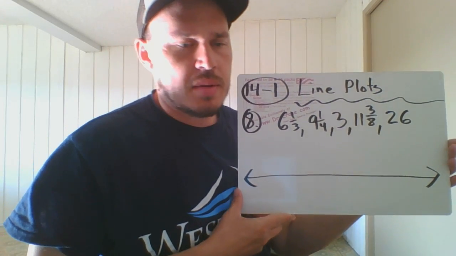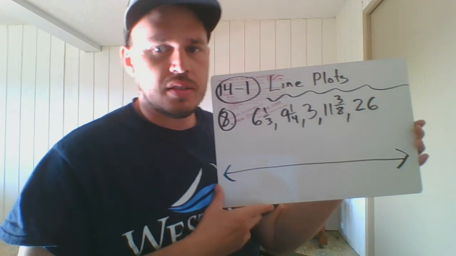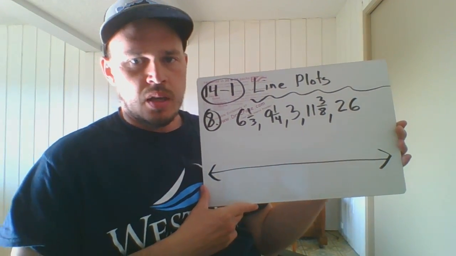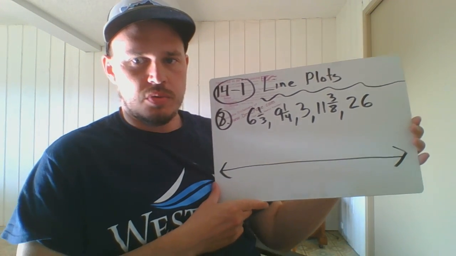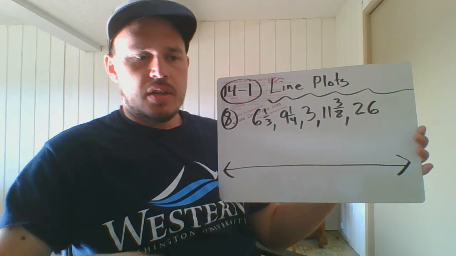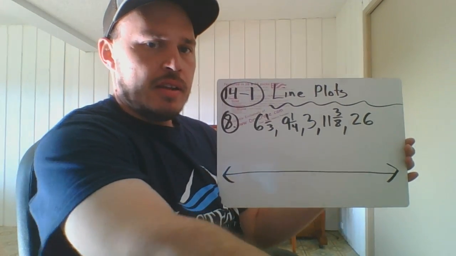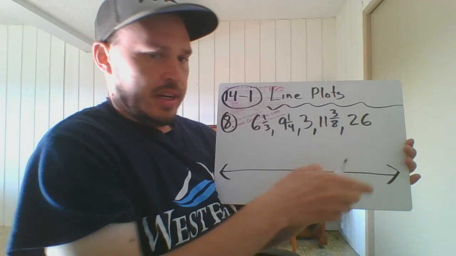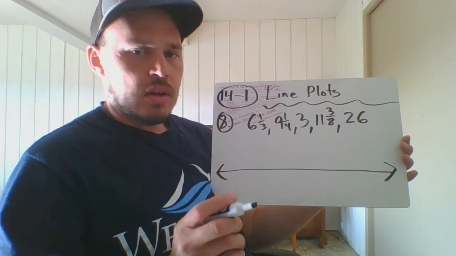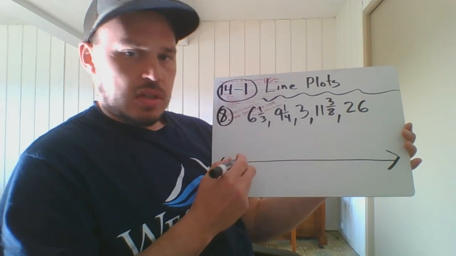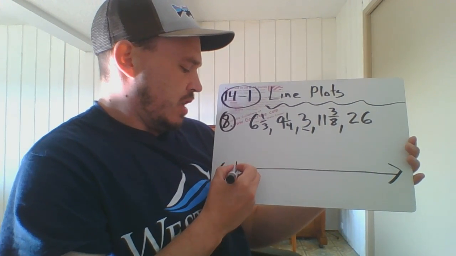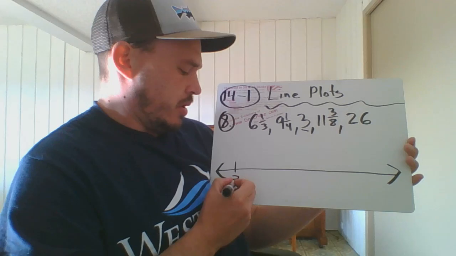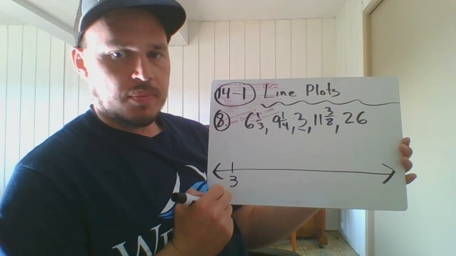Okay, I've jumped ahead to number 8 on independent practice. You're going to see a set of data right here. You have 6 and a third, 9 and a fourth, 3, 11 and 3/8, and 26. What you're going to be doing now is organizing that data from the least to the greatest, okay? So I'm going to give an idea. First we look at the smallest number. The smallest number is 3. So thinking of where that would go on a number line, I'm going to put a 3 right here, okay?